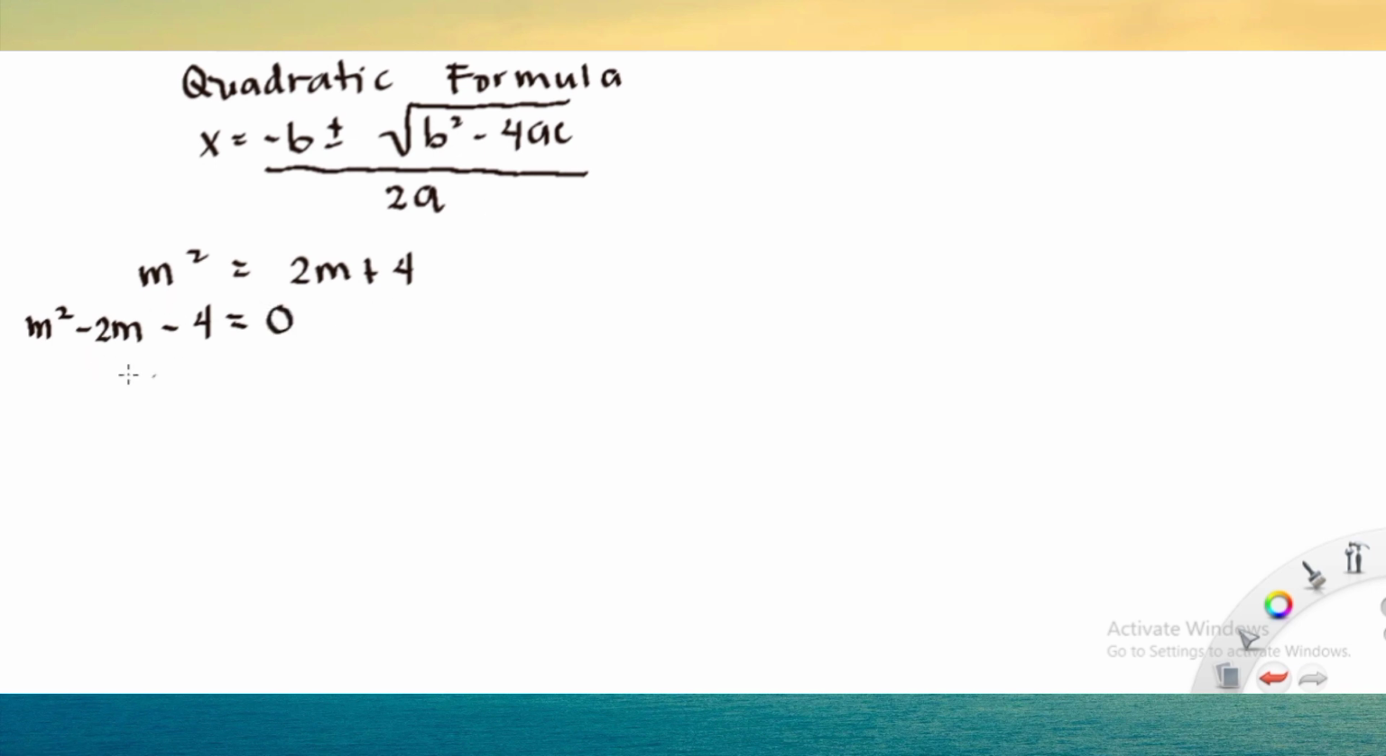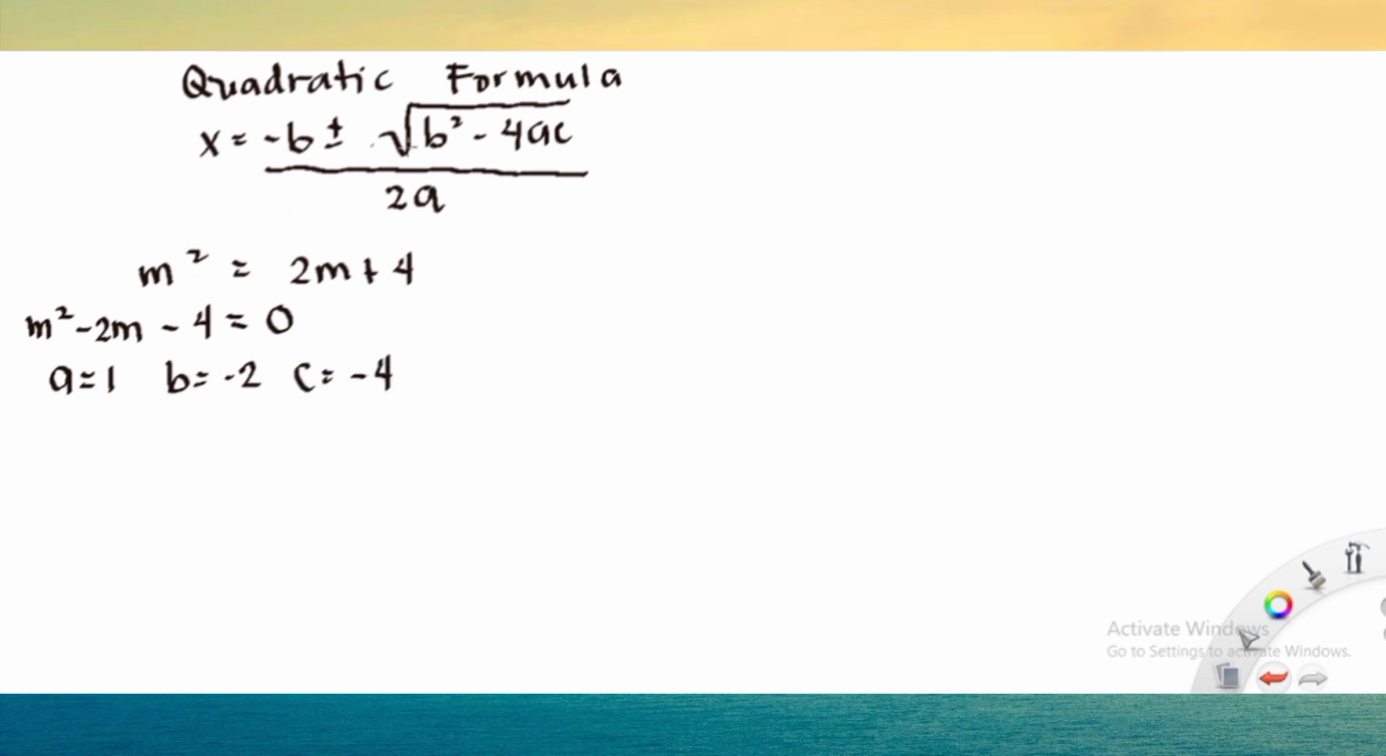Now, let's identify A, B, and C kasi naka-standard form na to. So, A is the coefficient of m squared. Wala tayong nakikita. It means that's 1. B is the coefficient of m, which is negative 2. And C is the constant, negative 4.